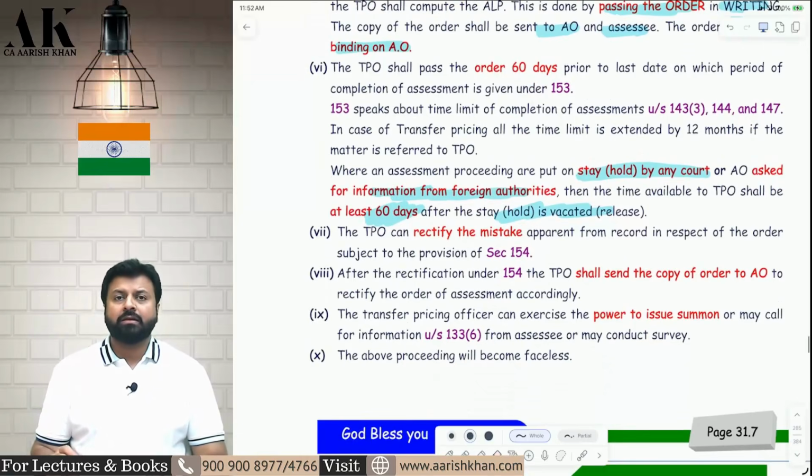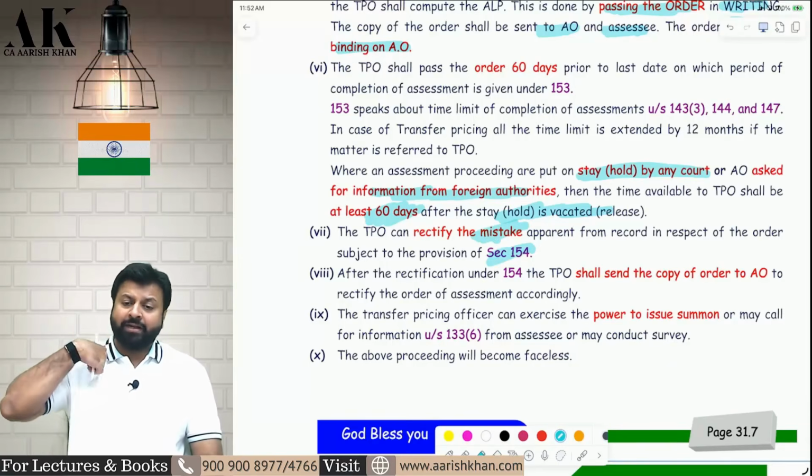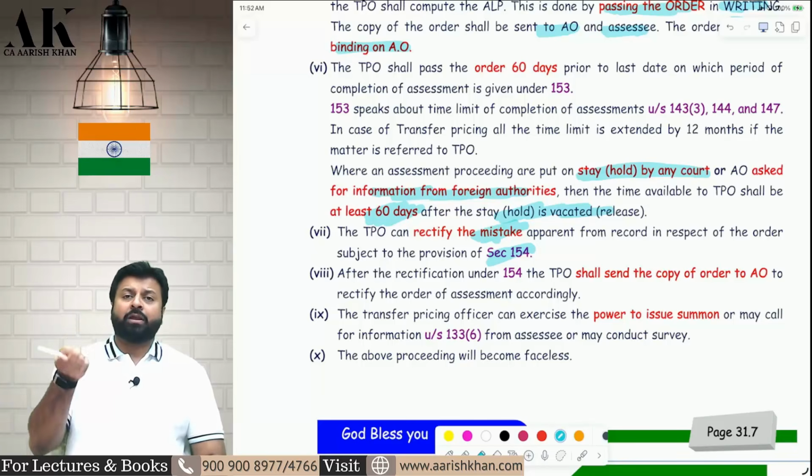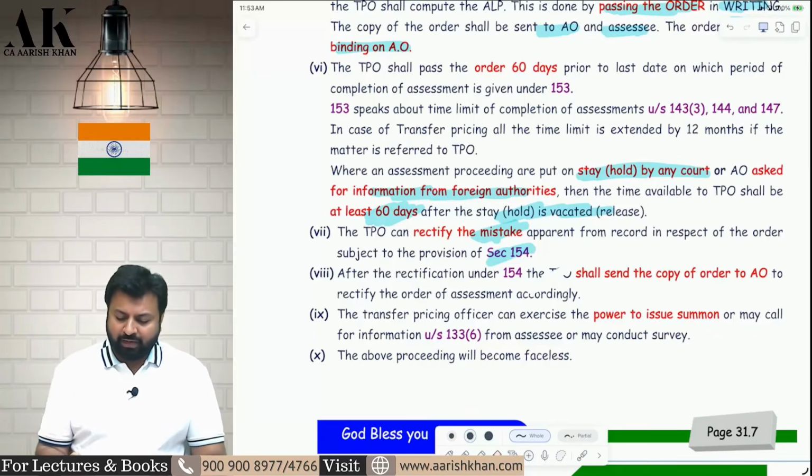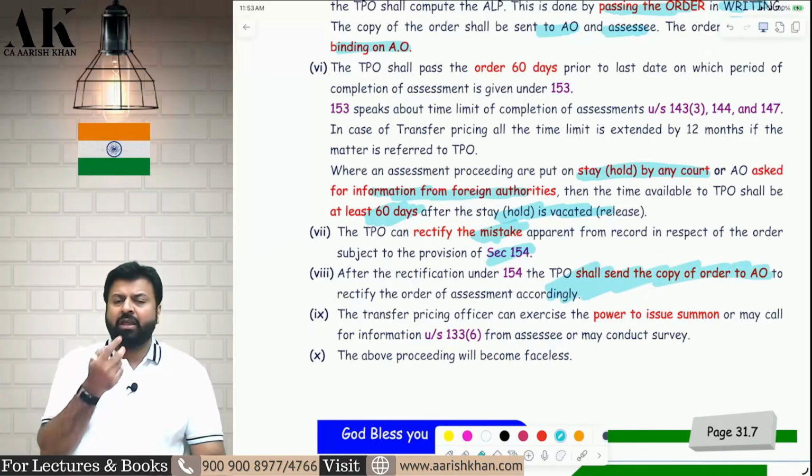Now, TPO is ultimately a human being. While passing the order, the TPO can make a mistake. Yes, if the TPO makes an apparent mistake, the TPO will rectify its order under 154. Now, because the TPO has made a mistake, the assessing officer would have also made a mistake. Why? Because the TPO's order is binding on the assessing officer. So, if the TPO has made a mistake, the AO has also made a mistake. So, if the TPO rectifies, even the AO has to rectify the order under 143, 144, 147. Even the AO has to rectify their assessment orders.